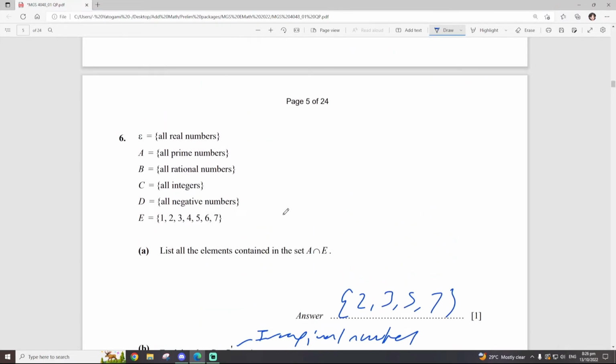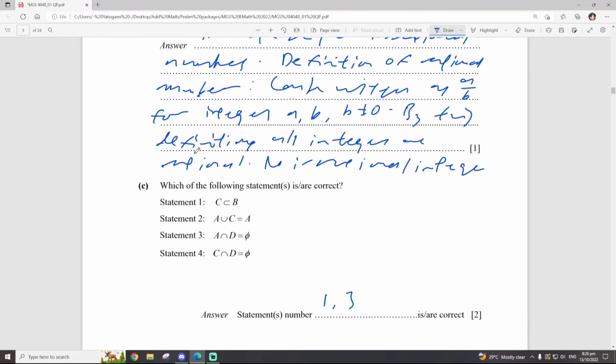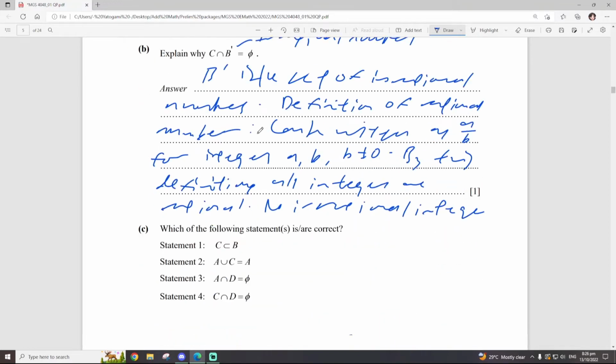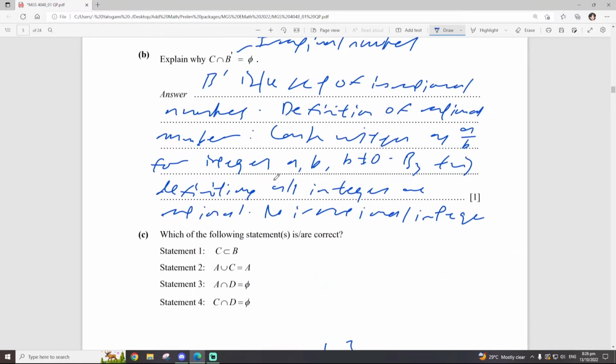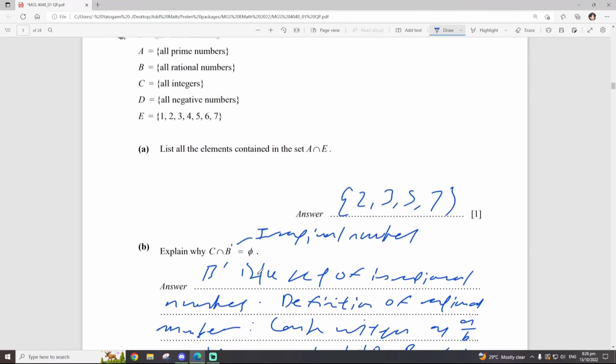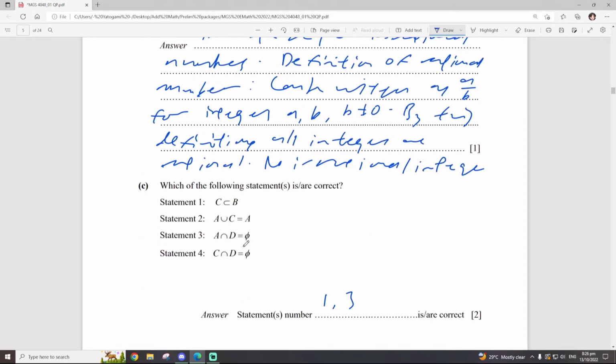C intersect D is the null set. All integers and all negative numbers. Well, that's clearly false because negative numbers are all integers, right? Sorry, I should say not all, but there are negative numbers like -1, -2, which are integers, whereas -2.5 is not an integer, but it doesn't mean that it is the null set. So actually it's just statements 1 and 3, I think.